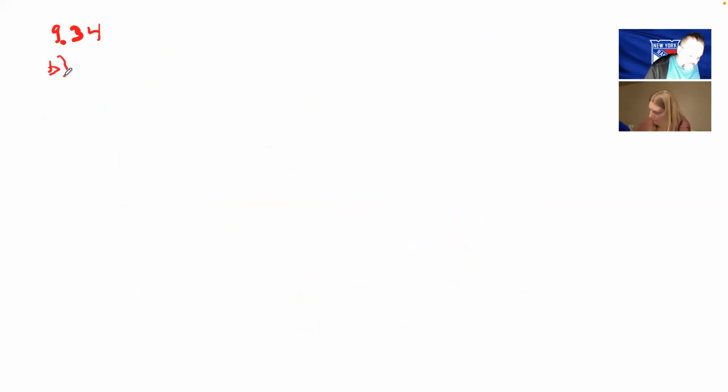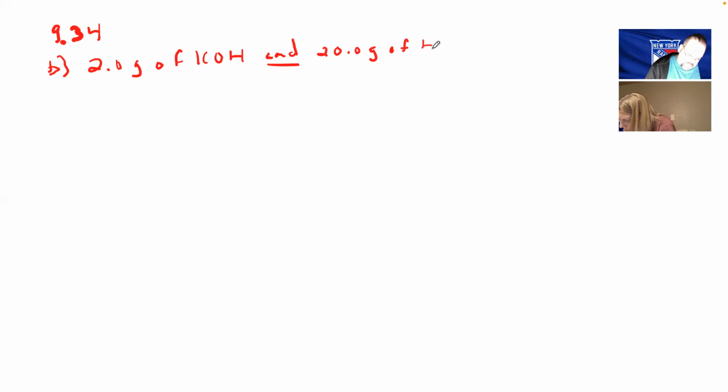Okay. So B says 2.0 grams of KOH and 20 grams of H2O. What makes this different from the 34 for A and C is that in B, they actually don't specifically tell us the total number of grams of solution based on the wording.